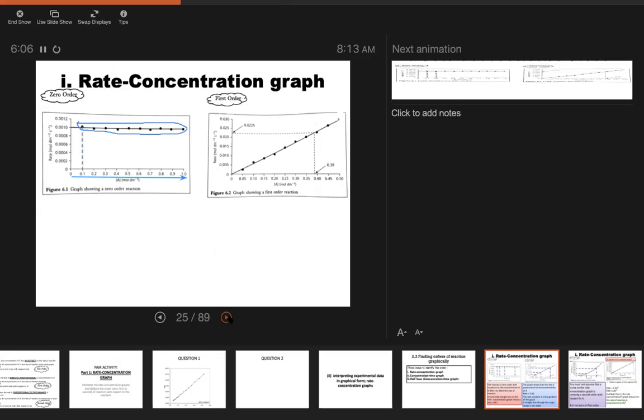So how do you read this graph, or how do you analyze it?